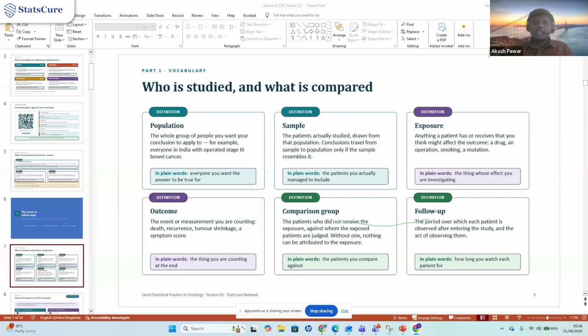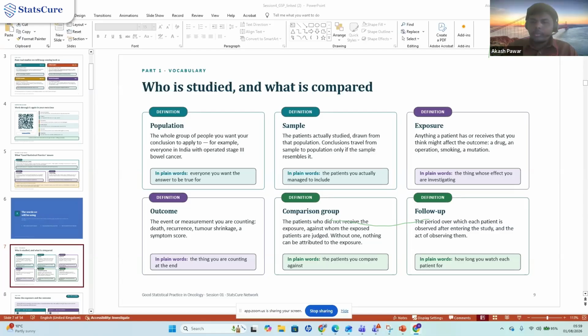Another is the sample, the patients actually. Population means the population of concern. When you are talking about bowel cancer patients or breast cancer patients, the population is not the general population or the Indian population or any country's population. It is a population with a specific type of cancer, bowel cancer or breast cancer. That is our population of concern.